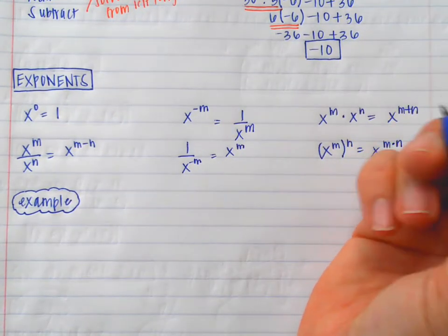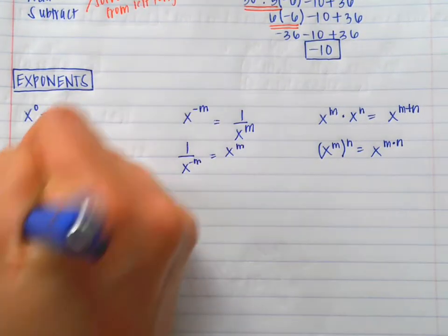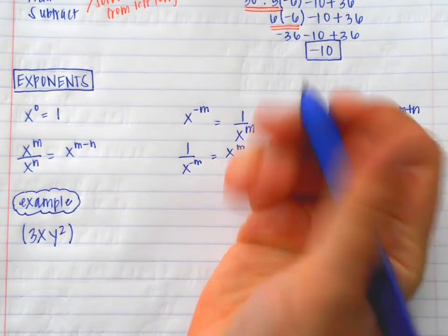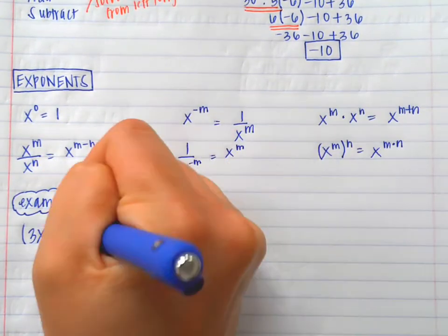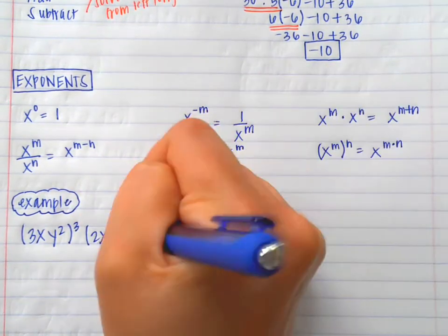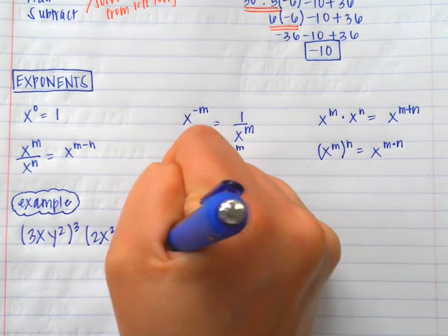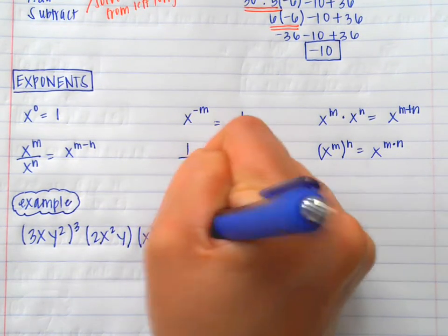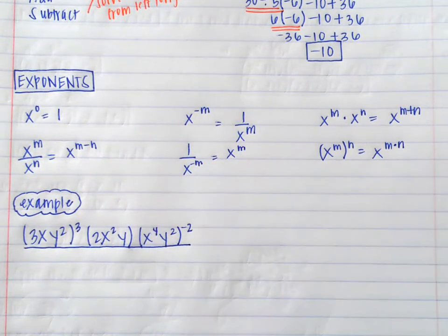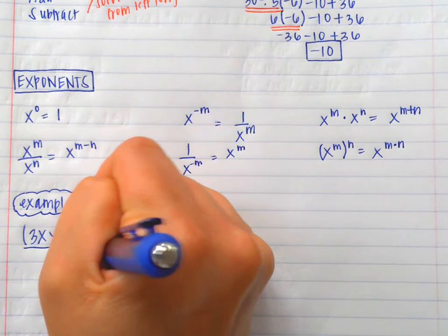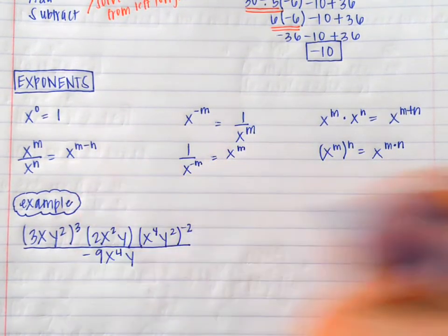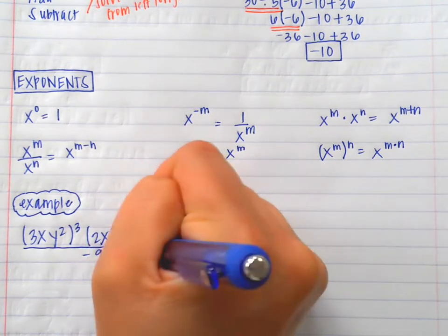Okay, so my example here is going to be (3x y squared) to the third power, times (2x squared y), times (x to the fourth y squared) to the negative second power, all over negative 9 x to the fourth y to the negative third.